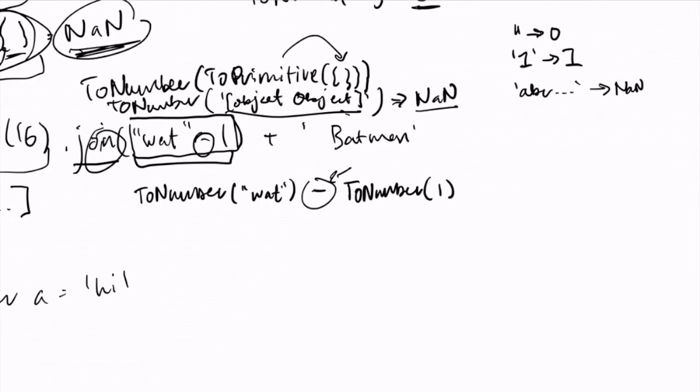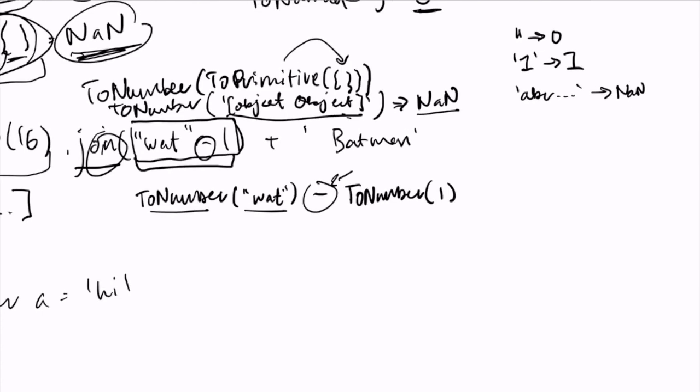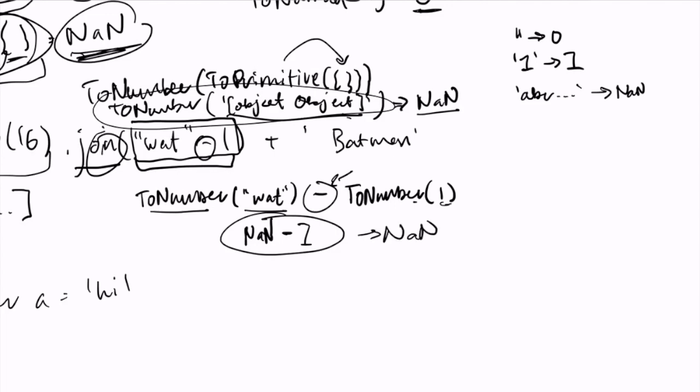So we're going to be casting down WAT to a number. And recall, whenever we tried to cast down a string to a number earlier, as in up here, it's going to yield NaN. And the second side of this is going to be casting an actual number down to a number, which is going to be 1. But per the rules of subtraction, NaN minus 1 is still NaN.